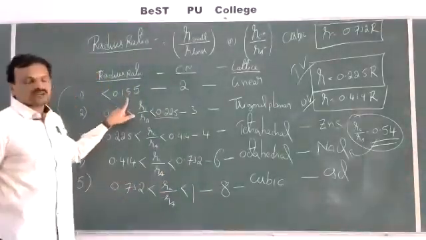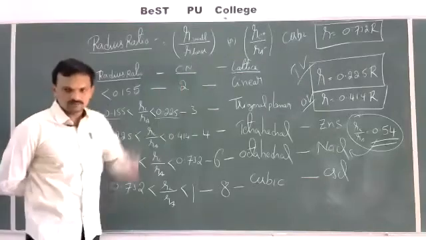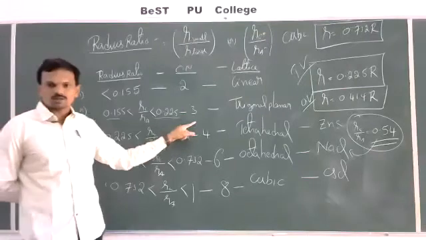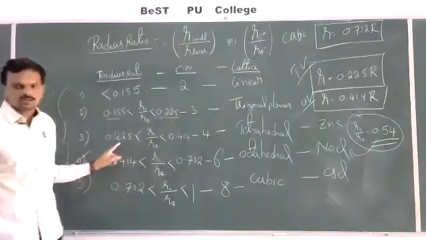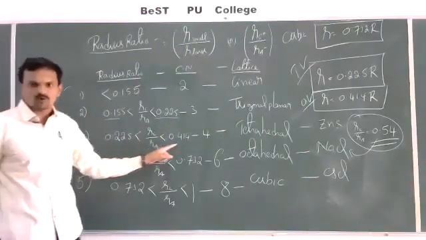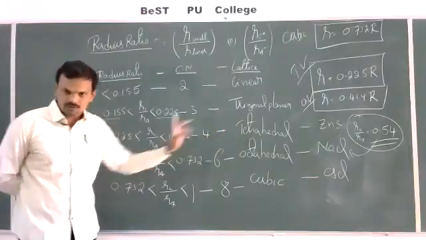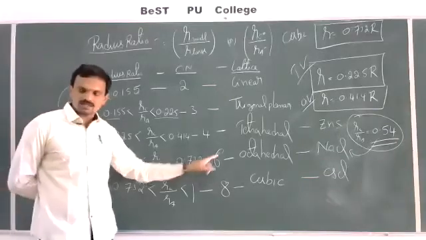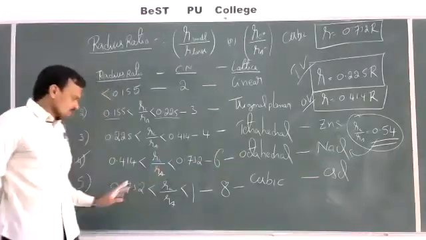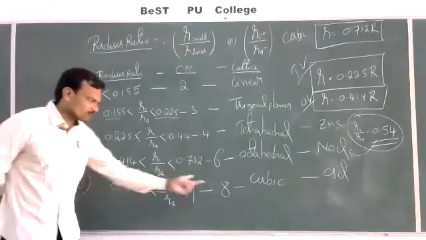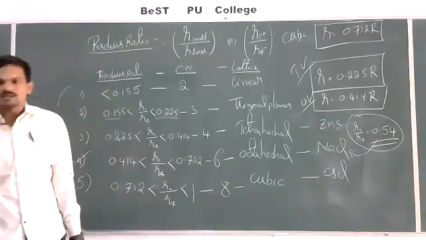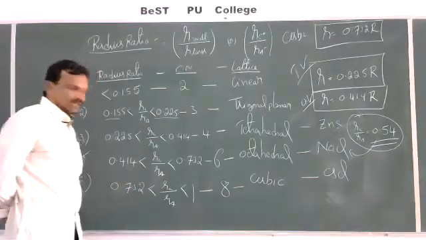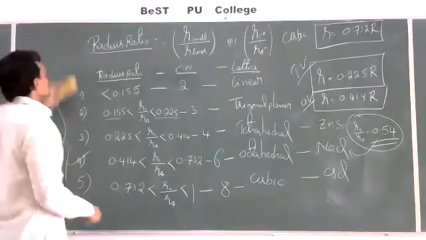Less than 0.155, coordination number 2, geometry linear. 0.155 to 0.225, coordination number 3, it is trigonal planar. Next, 0.225 to 0.414, coordination number 4, tetrahedral void occupied. 0.414 to 0.732, coordination number 6, and octahedral void will be occupied. 0.732 up to 1, coordination number 8, and here cubic void will be occupied. So this is about radius ratio. Okay.